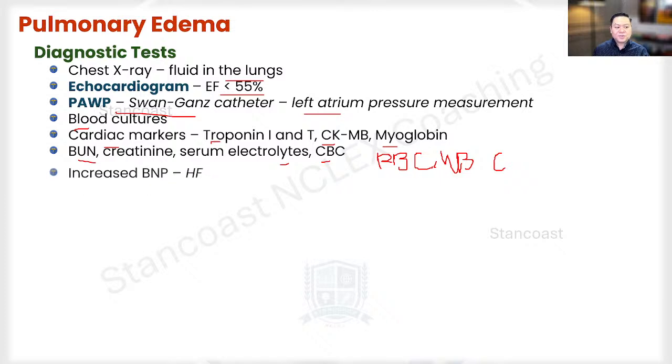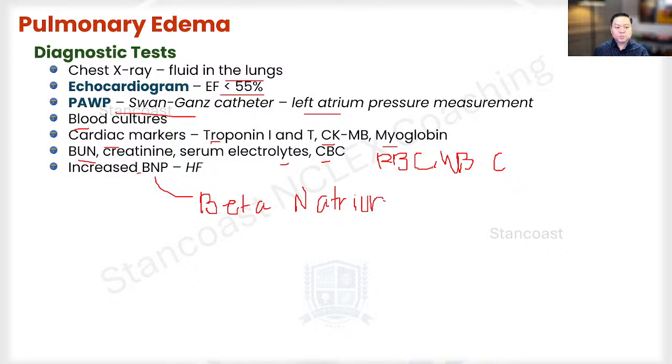Now let's talk about the increased BNP. What is the BNP? This is basically the beta natriuretic peptide. Again, that is the beta natriuretic peptide. So this is a hormone that is going to be released in the bloodstream if there is dilation or an increased volume in the ventricle.